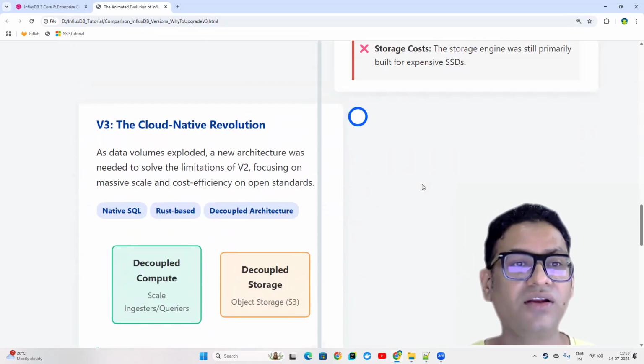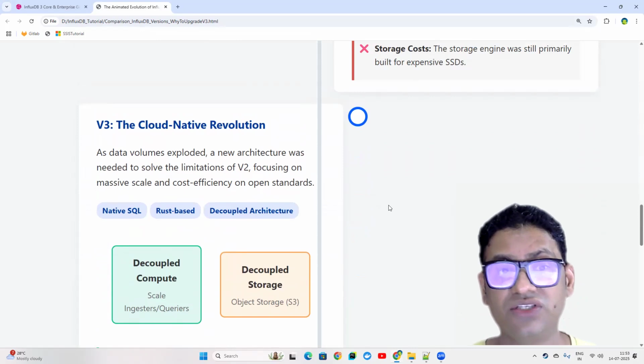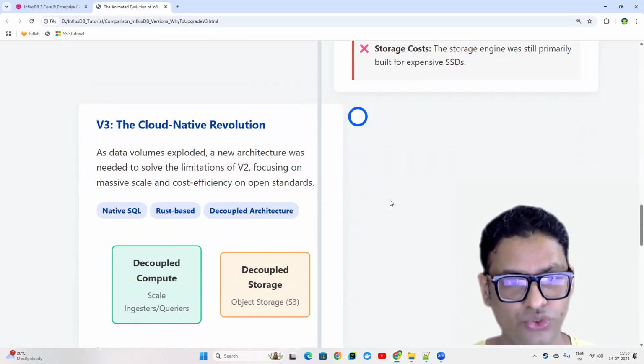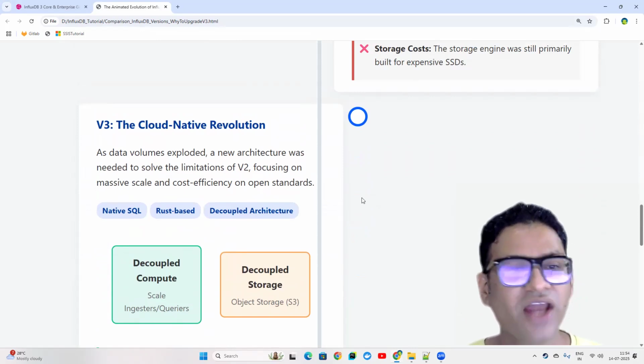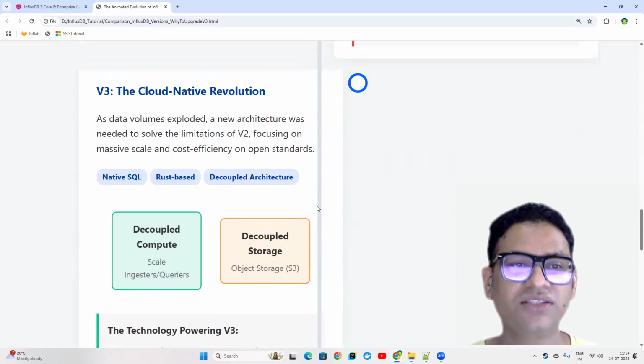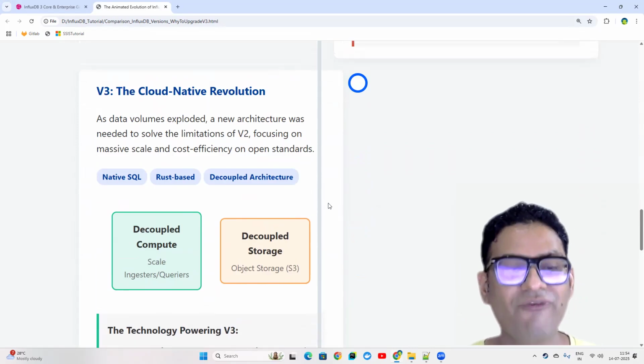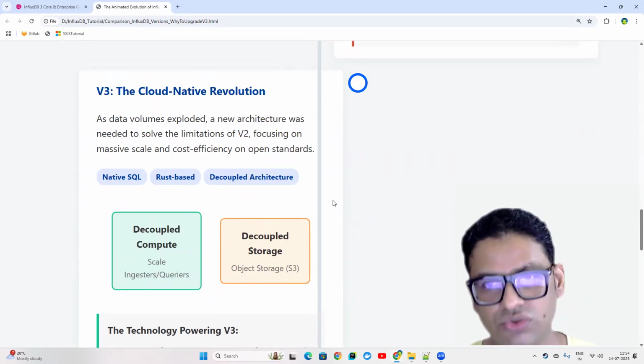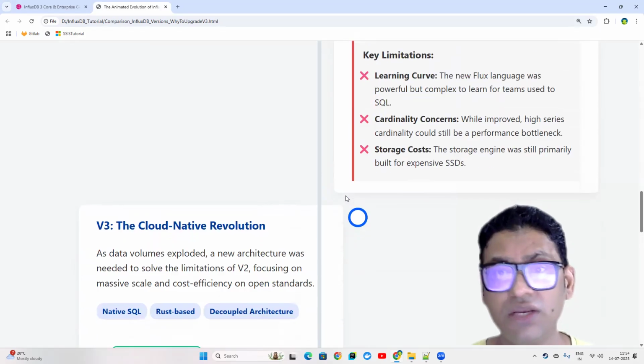And that is where this V3 came into the picture, which is a completely cloud native solution. And there are a lot of architectural changes which InfluxDB has put together. And I really love that, because this is currently a trend where we have to decouple our compute and the storage, which was not the case with the V1 and V2.